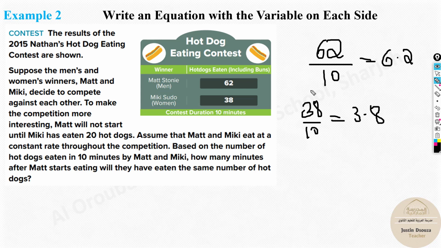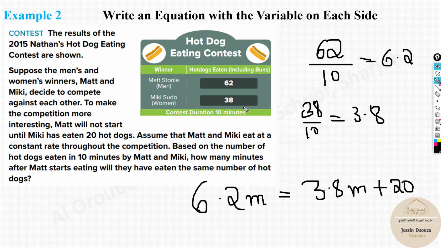Now here, let's equate them. We need to know after how many minutes they will both be equal. So Matt is 6.2 per minute. That must be equal to 3.8 per minute plus 20. Why? Because she will be eating 20 hot dogs and then Matt will start. So imagine Matt's rate is 6.2 per minute and hers is 3.8 per minute, but she eats 20 first and then he starts. But when will these both be equal? So we are equating these two equations. If we equate and solve this, we will get the answer.